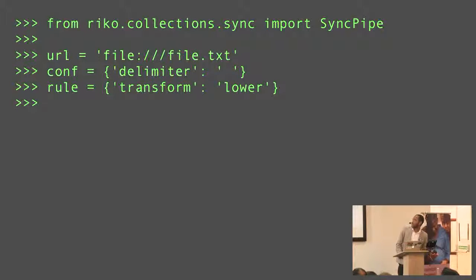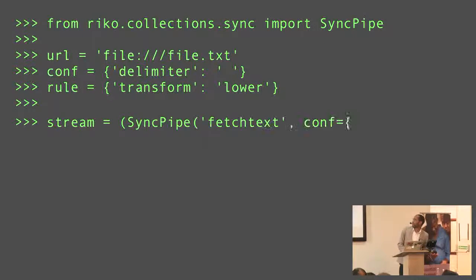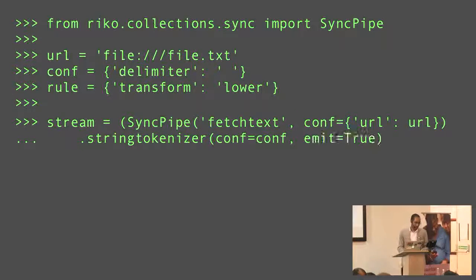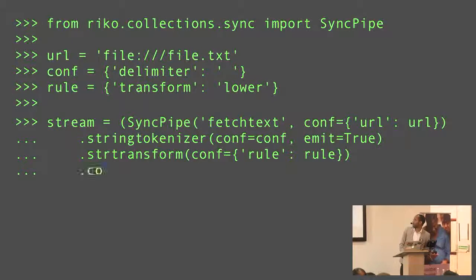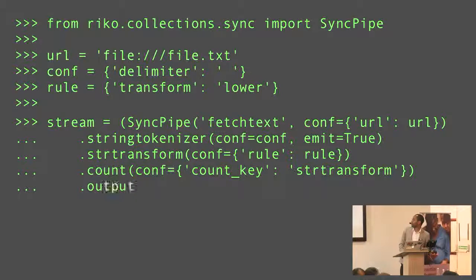There's gonna be a few parameters that you set. So first is the URL to the file, the configuration, when we do the splitting, we just wanna split by spaces, and then the rule is gonna be for the transformation that we're doing. So what you pass the syncpipe is a string of the type of data that it is. Since it's a text file, we're just using fetch text, the configuration is gonna be the URL to the file. We're gonna do string tokenizer, which is what allows us to tokenize each line by the space.